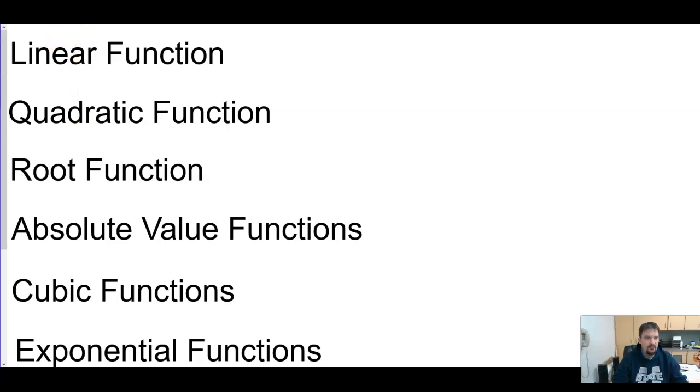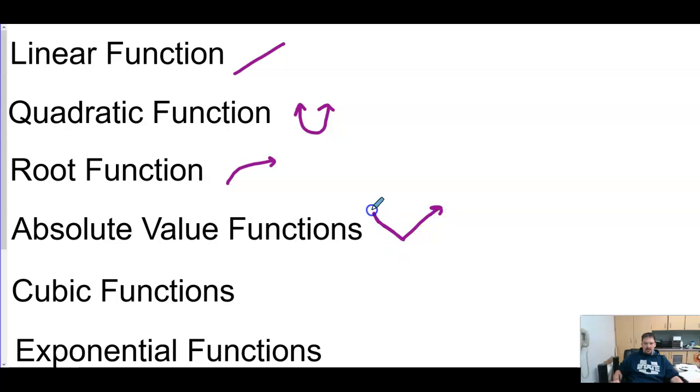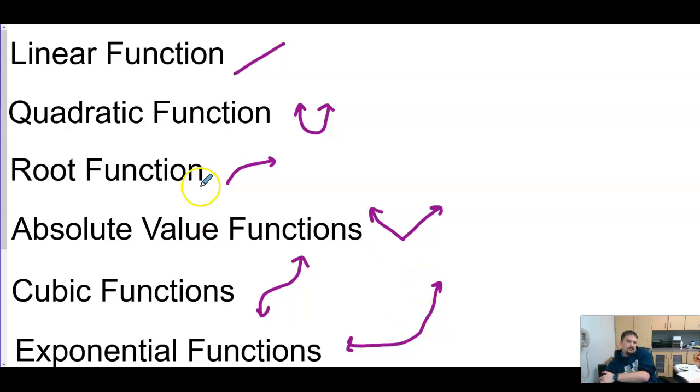Just a reminder of what our parent functions are. First, we have a linear function. Remember the linear function, it is just a straight line. Remember quadratic functions. Those look like our u's. Root functions are just these small kind of curves. The absolute value function, remember that is my v-looking function. The cubic function is kind of the function that goes up and snakes through the origin. And then the exponential function is the one that's kind of flat for a while and takes off all of a sudden. Okay, so those are our different types of parent functions.